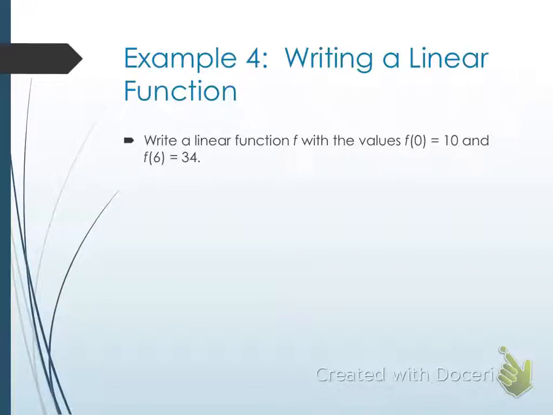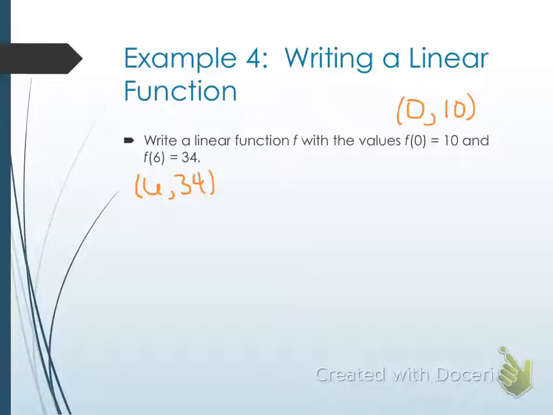Alright, let's try example 4 here. Writing a linear function. This time we have that whole funny f of x value written here. But it's saying write a linear function with the value of f of 0 equals 10. Remember, that means we have an x value of 0, a y value of 10, and f of 6 equals 34. And again, that's telling me that x is 6, y is 34.